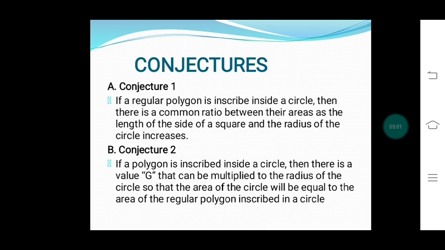Conjecture 2: if a polygon is inscribed inside a circle, then there is a value of g that can be multiplied to the radius of the circle, so that the area of the circle will be equal to the area of the regular polygon inscribed in the circle.